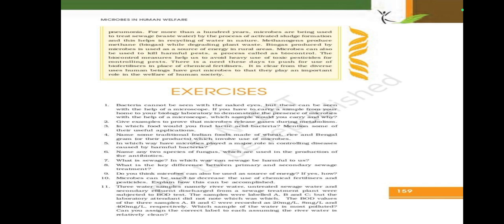Microbes can also be used to kill harmful pests, a process called biocontrol. The biocontrol measures help us to avoid heavy use of toxic pesticides for controlling pests. There is a need to push for use of biofertilizers in place of chemical fertilizers. It is clear from the diverse uses that microbes play an important role in the welfare of human society. Microbes in human welfare.